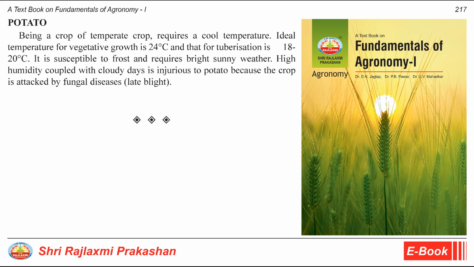Potato. Being a temperate crop, it requires a cool temperature. Ideal temperature for vegetative growth is 24 degrees Celsius and that for tuberization is 18 to 20 degrees Celsius. It is susceptible to frost and requires bright sunny weather. High humidity coupled with cloudy days is injurious to potato because the crop is attacked by the fungal disease late blight.